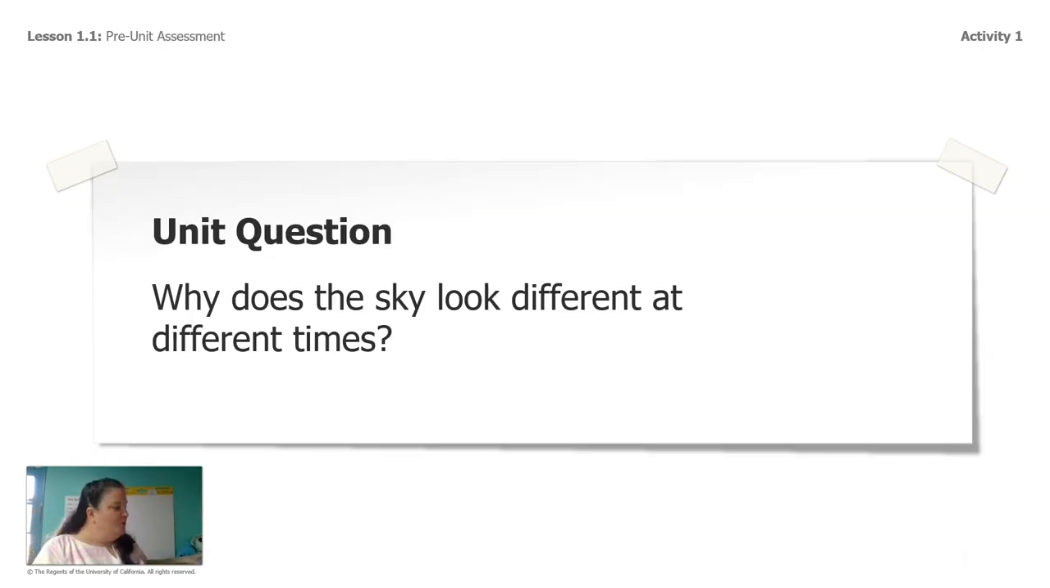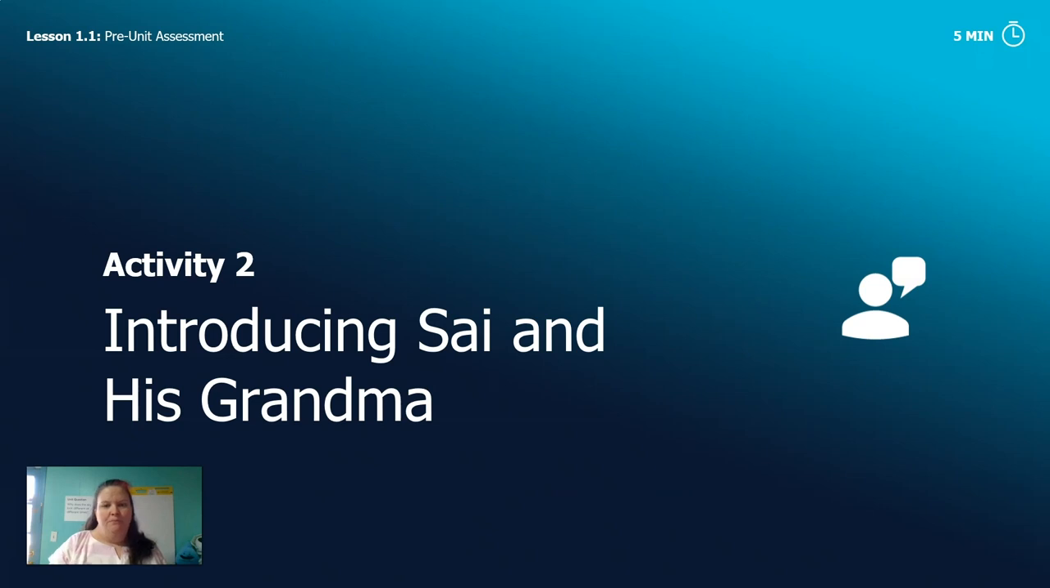Okay, so what we've been doing today is thinking about the answers to the questions we already know, right? We know what the sky looks like outside during different times, right? That's something we know already, but maybe we don't know why. And that's our big unit question: why does the sky look different at different times? And that's what we're going to be looking at for this whole unit, starting with what we know and then moving on to things that maybe we don't know, right?